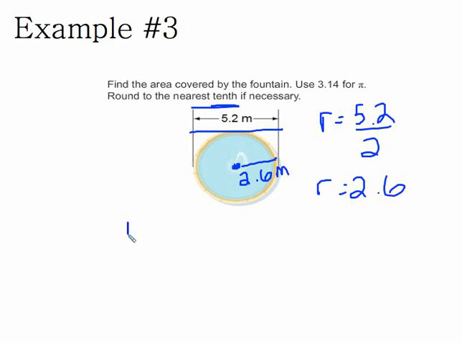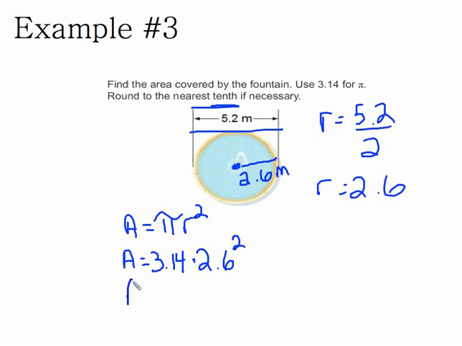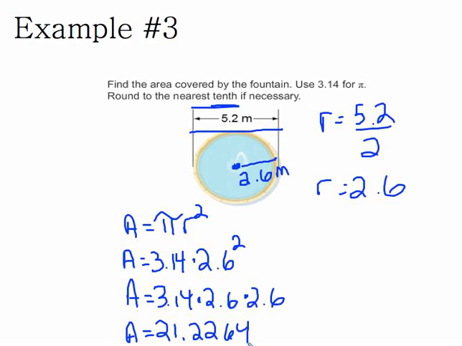Now let's calculate my area. I know area equals pi r squared, so area equals 3.14 times 2.6 squared, which means area equals 3.14 times 2.6 times 2.6. When I throw that in my calculator, I get area equals 21.2264, but I need to round that to the tenth place, so my final answer is 21.2 square meters. Final answer. All right, one more example and then we'll get to the problem of the day.